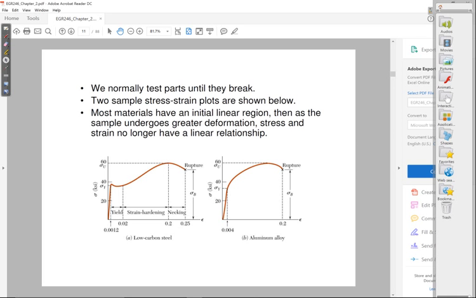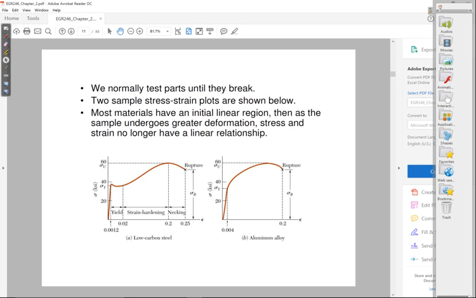There are two different types of materials. On the left is some alloy of steel. On the right is an alloy of aluminum. They are somewhat similar, and then they have some distinct features that make them different from each other. Okay, so we'll talk a little bit about each. These are very typical of metals. Okay, most metals actually will look either like the plot on the left or the one on the right.